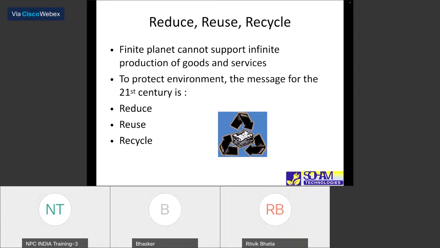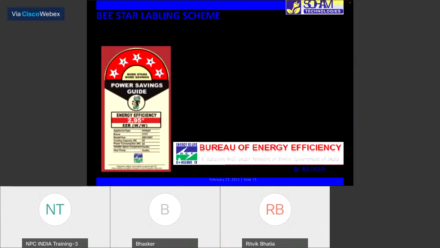So to protect the environment, and to protect our children, who will have to pay for this during their lifetime, it is the need of the hour to understand that we have to have this demand side program as early as possible. From today only it is required to be carried out. So the message for the 21st century is to reduce, reuse and recycle.